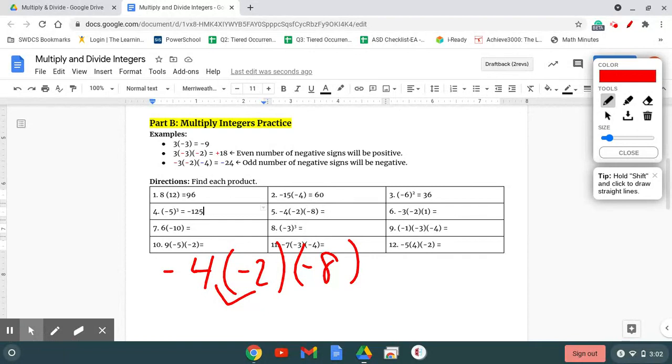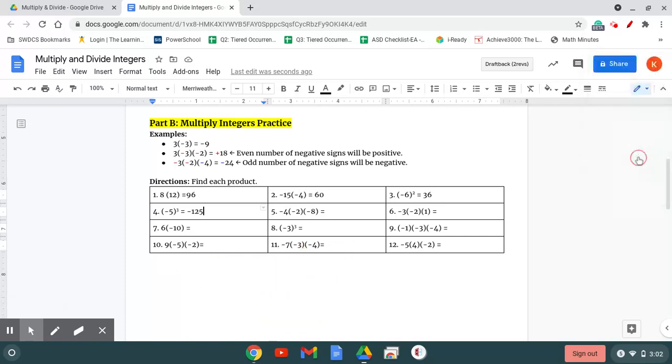So it is negative 4 times negative 2, positive 8. And then we're going to bring down, we haven't touched this other negative 8, so we're going to bring down negative 8. So now we have 8 times negative 8. One negative, one positive. Our answer is going to be negative. And then what is 8 times 8? 8 times 8 is 64. So our answer is negative 64.